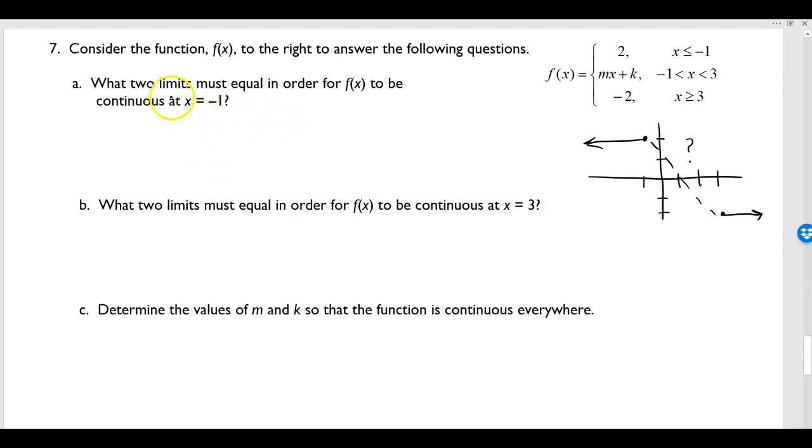So A, it says what two limits must equal in order for f of x to be continuous at x equals -1. So my left limit and my right limit would have to match. My limit as x approaches -1 from the left, and my limit as x approaches -1 from the right.